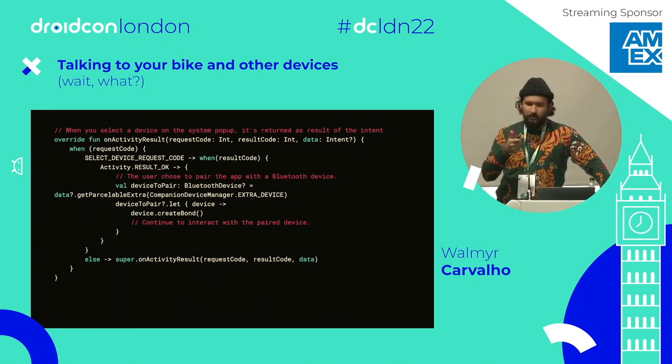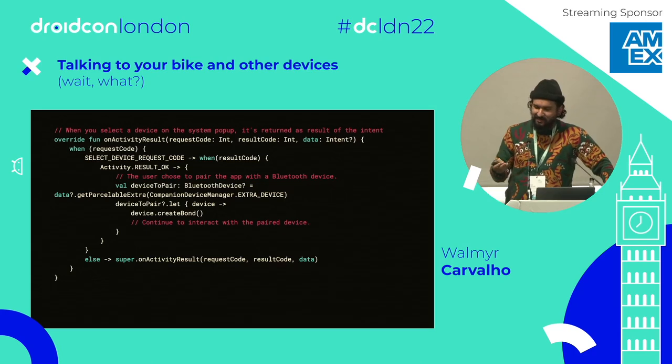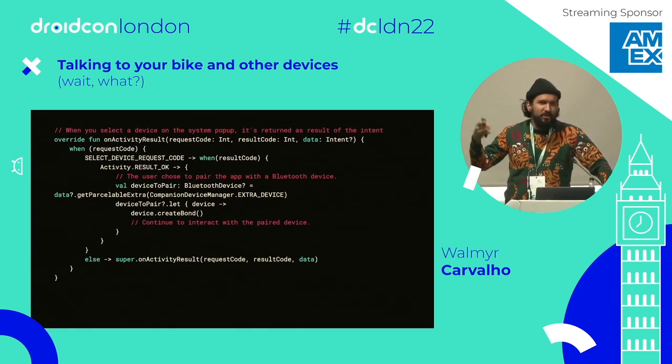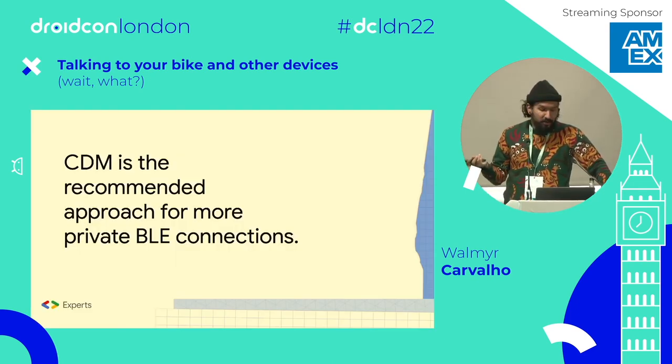Okay, looks good. And I know it's a lot of code, a lot of stuff for a simple thing, which is connecting to the device. But that's why I mentioned that Bluetooth, Google is listening, and they are aiming to improve and hear the community to make the APIs better for it. So the CDM is a recommended approach for more of a private Bluetooth connection, which is good.